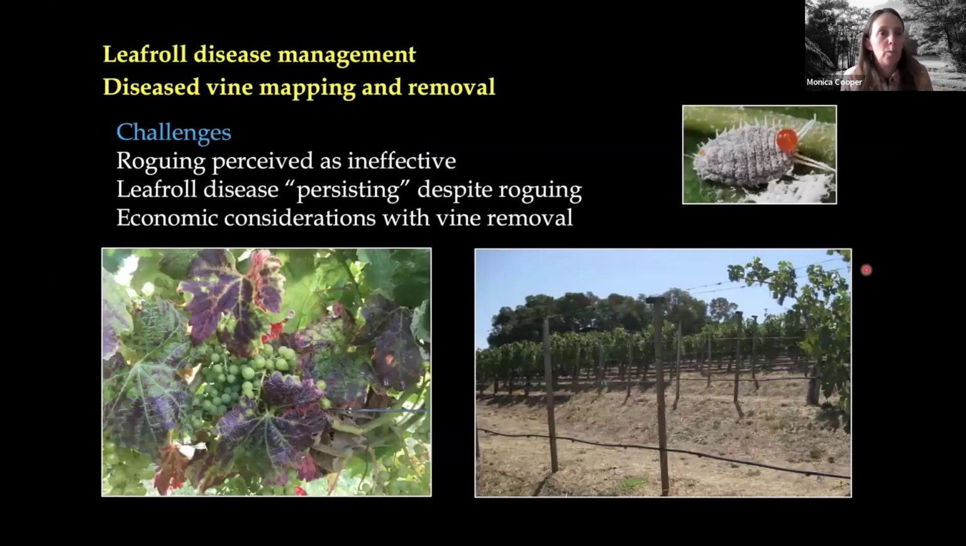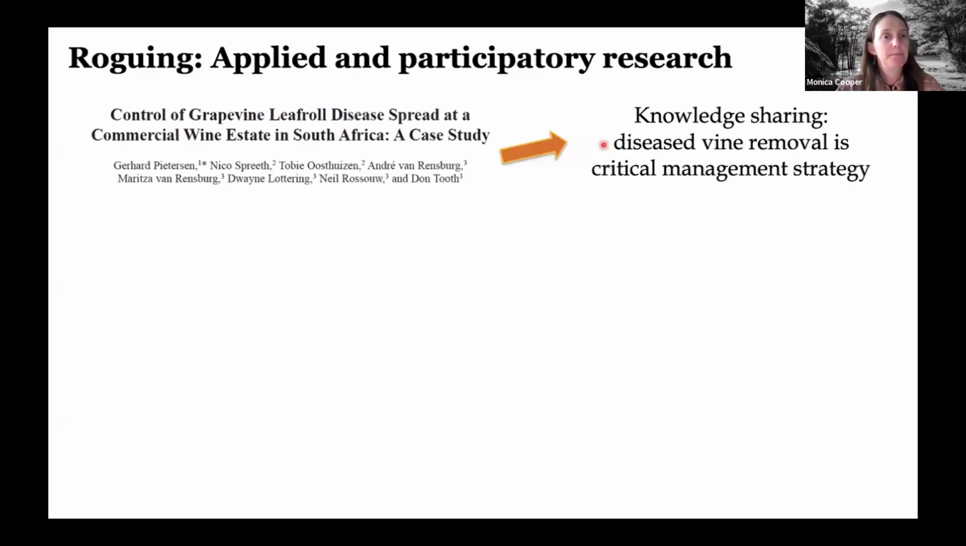Okay. So leaving the vector aspect behind for the rest of the presentation, I'm going to talk about disease vine mapping and removal. Again, I'll talk about some of the challenges that we had when we were starting this leaf roll program in Napa. Roguing was perceived as ineffective, and leaf roll was persisting. So people were frustrated because they felt like they were removing disease vines, but it was persisting. And then, of course, we had economic considerations, and we wanted to understand at what densities of disease incidence we should make different management decisions.